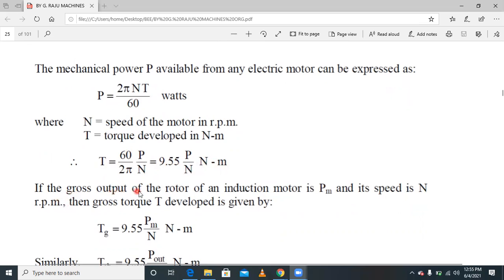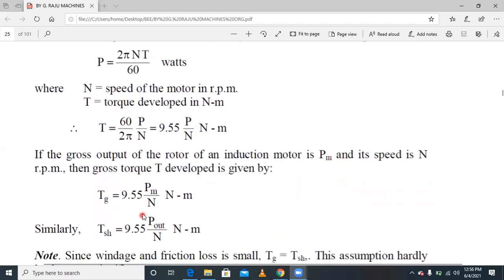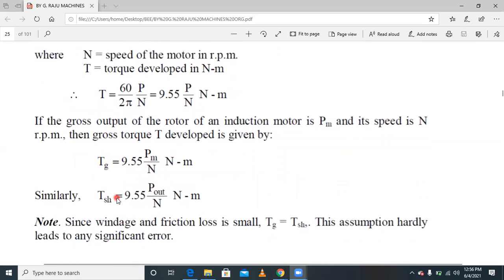The gross output of the rotor of an induction motor is Pm. If the gross output of the rotor of an induction motor is Pm and its speed is N RPM, then the gross torque TG developed is given by TG is equal to 9.55 into Pm by N. The torque developed by the motor is called TG, the gross torque, and the power is Pm. Similarly, the shaft torque is 9.55 into P output by N.